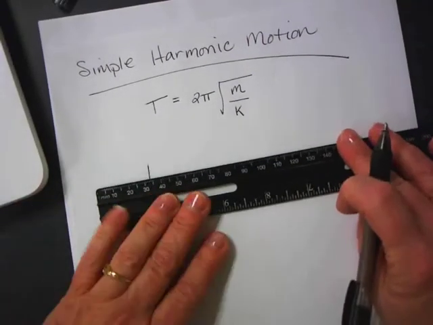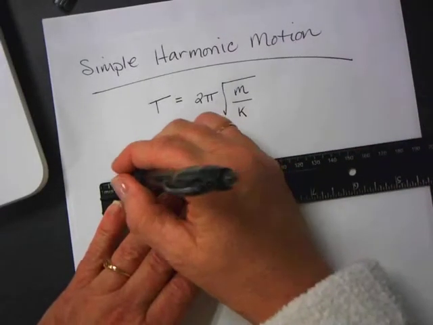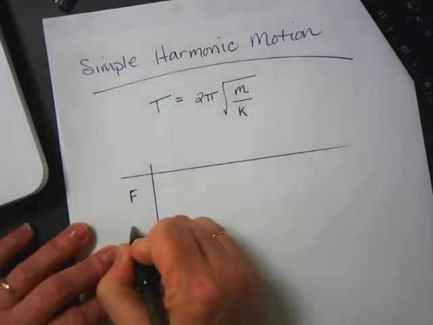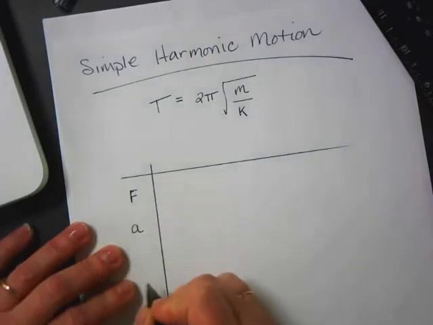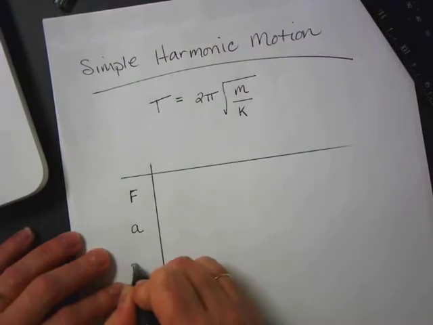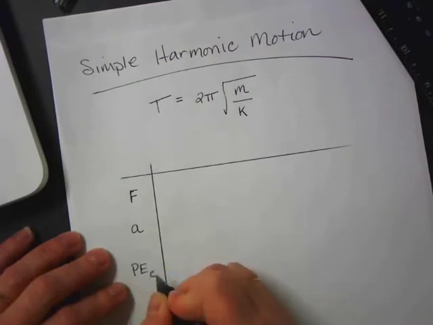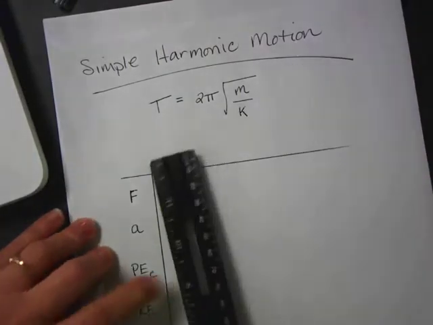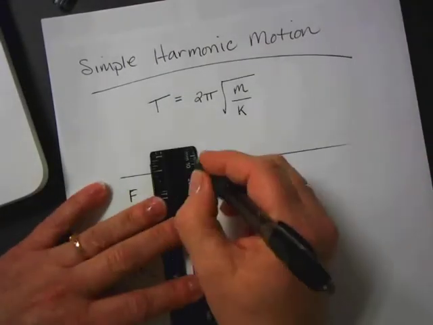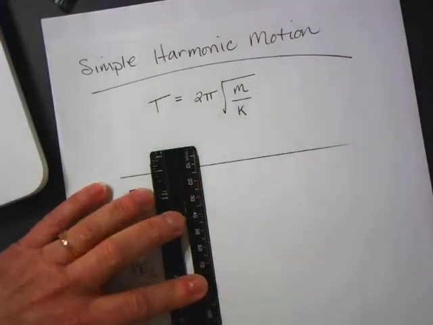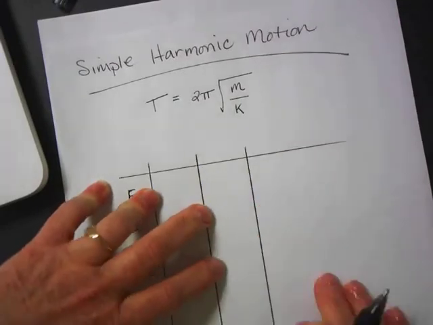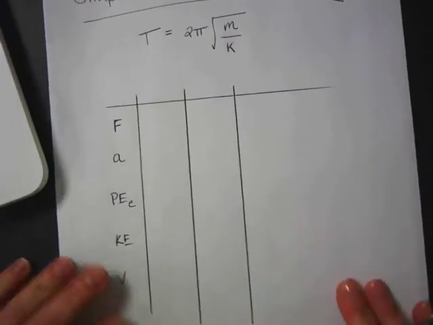And those characteristics are going to be force, acceleration, potential energy, elastic potential energy, kinetic energy, and velocity. And those characteristics are going to change depending on where we are in the simple harmonic motion, okay?